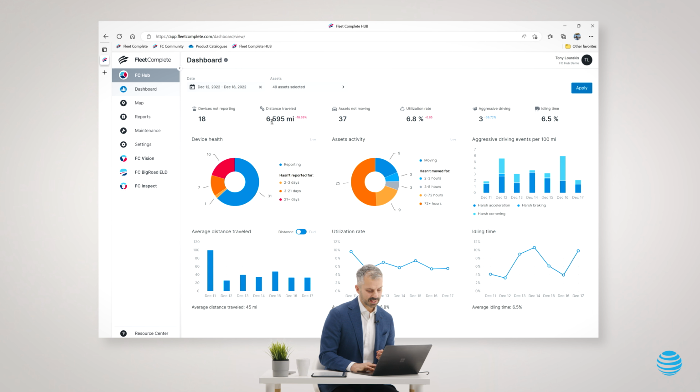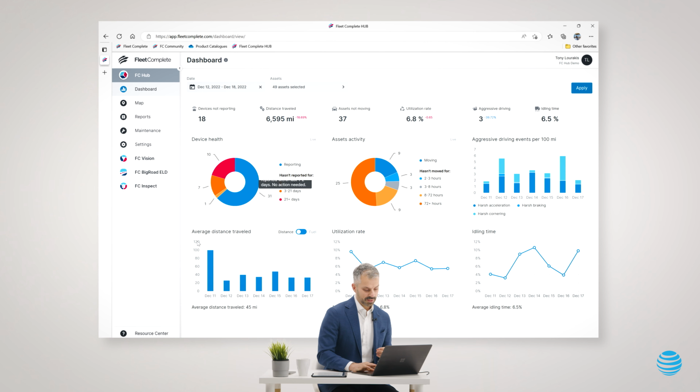Here in this area, I get to see the total distance traveled for my fleet in the time period that I'm looking at. And this gives me a trend line to understand how is my fleet mileage this week in comparison to last week. So at a glance, I start to understand the performance of my fleet. Down here in the bottom left corner, I get to see the mileage per day on average by vehicle, which gives me some insights into the utilization and the mileage and distance my vehicles are covering each day.